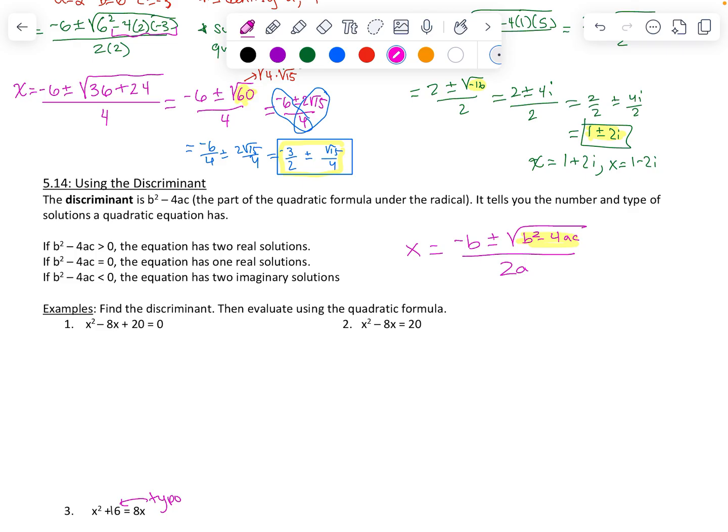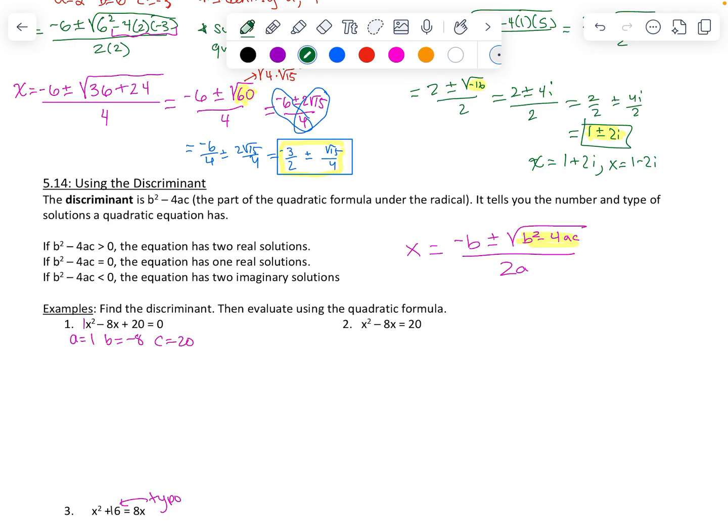So for these examples, the first thing we're going to do is find the discriminant. Then we are going to use the quadratic formula. Before we do anything else with these equations, you have to make sure that it is in standard form, meaning it's equal to 0. For 1, it is. Then we have to identify a, b, and c. My a is the number in front of the x squared, which is just 1. b is negative 8, and c is 20.